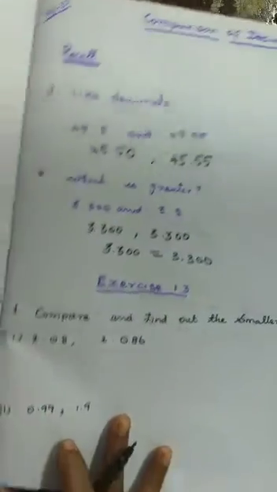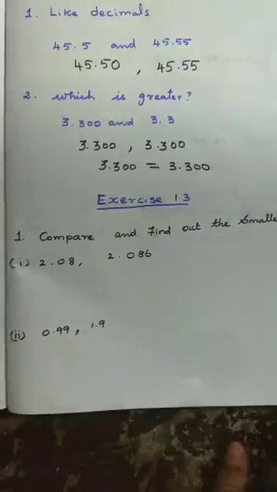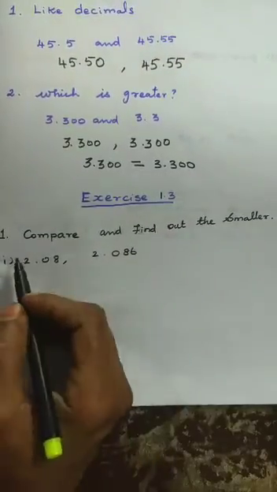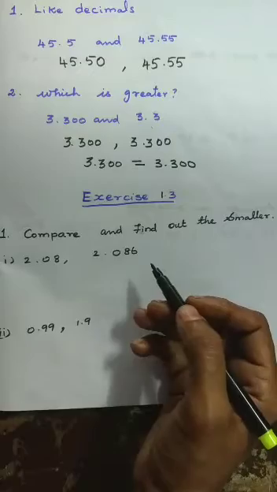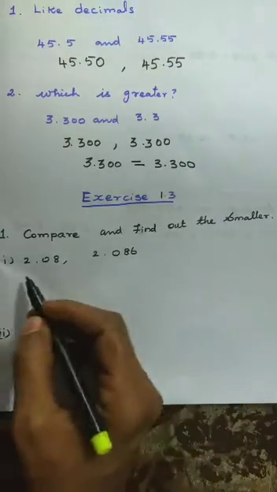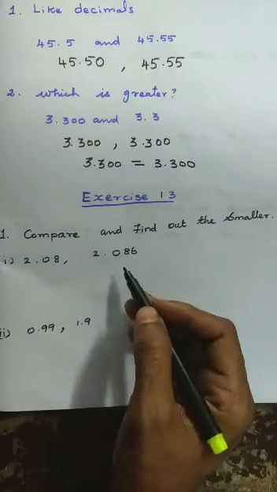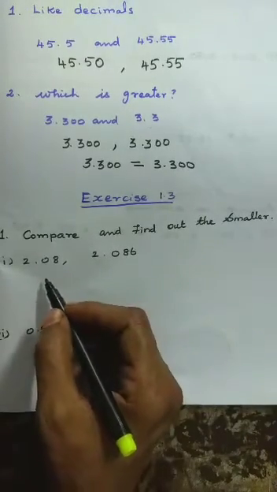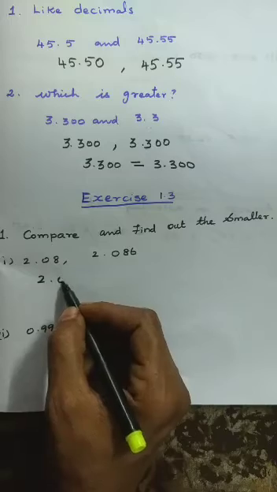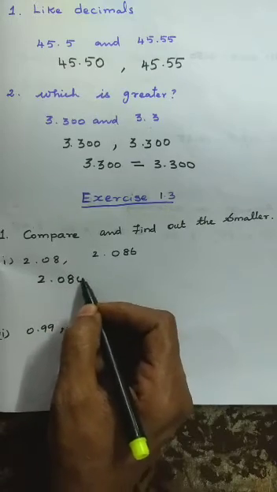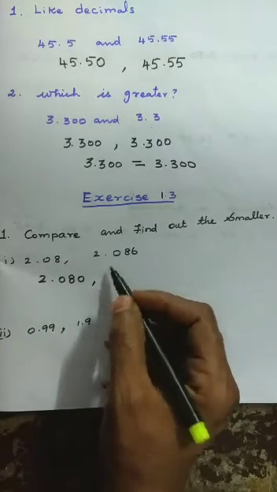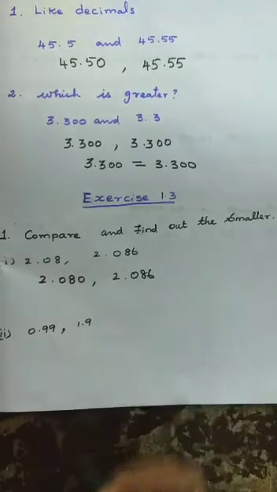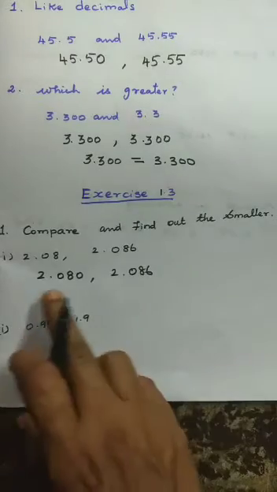Exercise 1.3. Compare and find out the smallest. First you have to compare. We are comparing these two. These two are unlike decimals. You make them like decimals, 2.080, comma, 2.086.